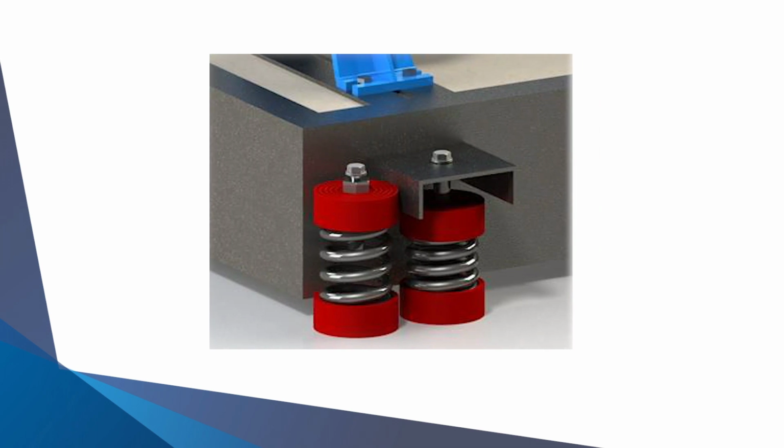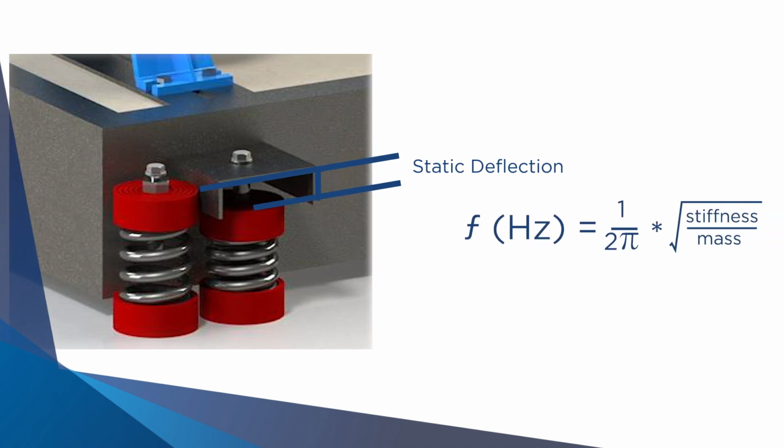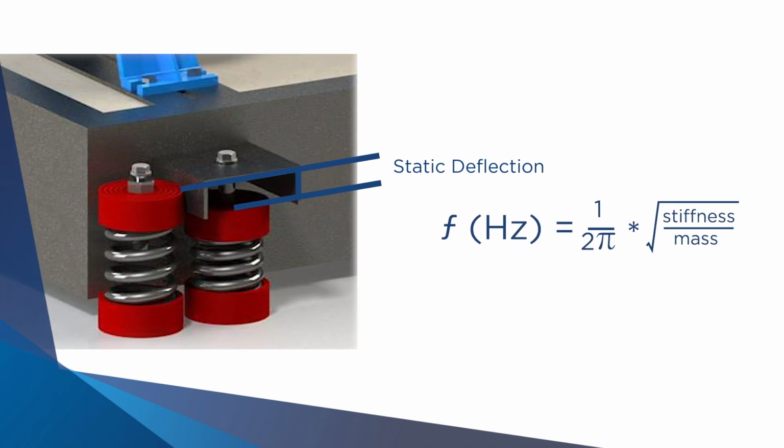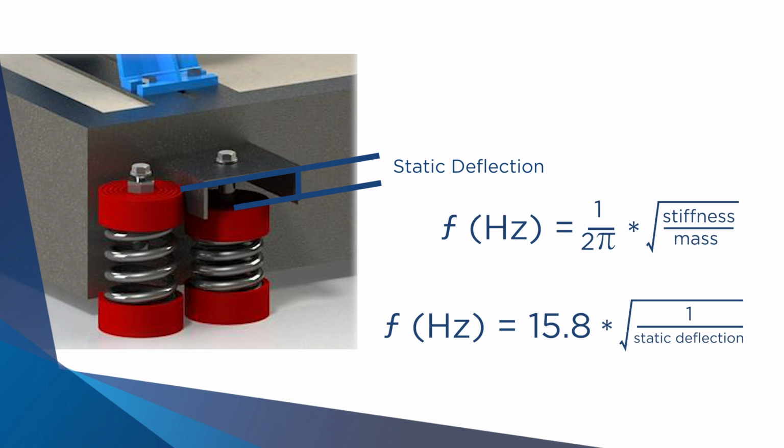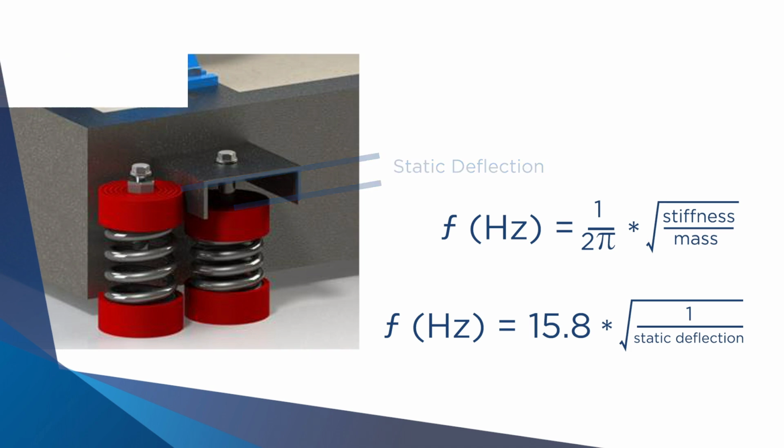Static deflection is the amount the isolating element has travelled or compressed from its free height onto the mass that it's supporting. So it's the ratio of stiffness to mass. And this is the key because it can tell us what the natural frequency of oscillation is, which is the fundamental property determining isolation performance.